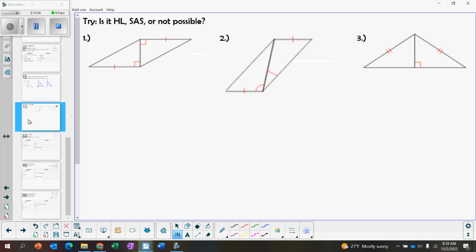So you're going to try these three. Is it HL, SAS, or not possible? Give these three a try, pause, and when you're ready to see the answers, hit play.